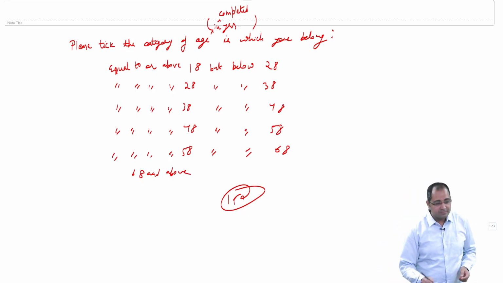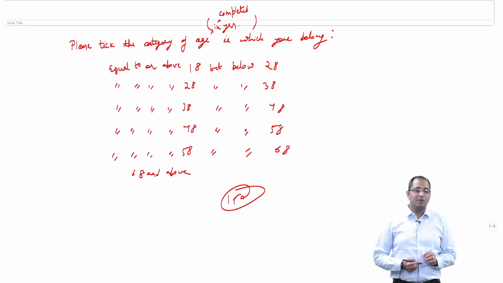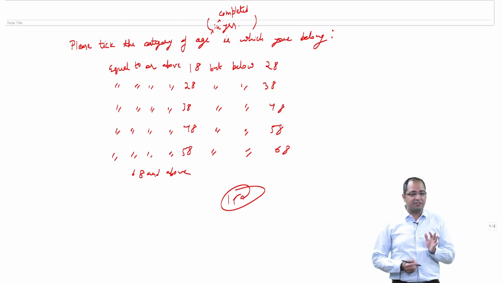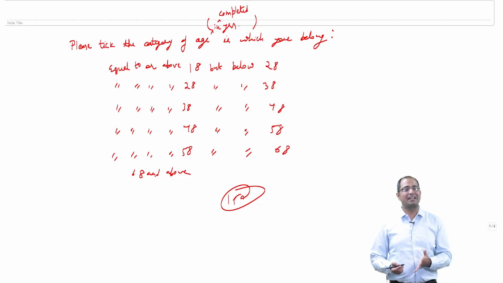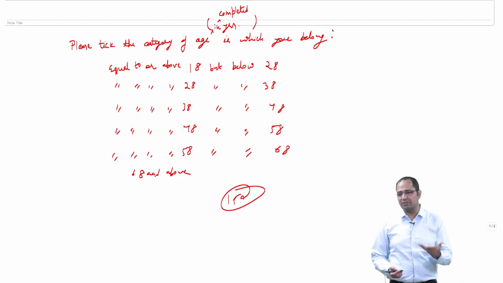So is it absolutely necessary to have equal gaps between them? Wherever possible, yes. If not possible at all, then leave it. Then you can still mark it as 1, 2, 3, 4, but they will not be an interval scale. They will become more of an ordinal type of scale. But if possible, you can try keeping the intervals equal.